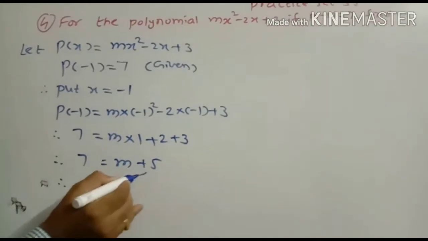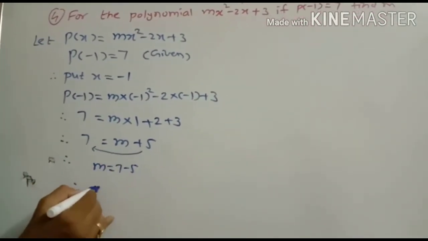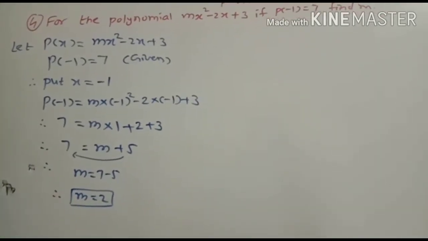Now to find the value of m, plus 5 gets converted to minus. M is equal to 7 minus 5, that is 2. That is the value of m.